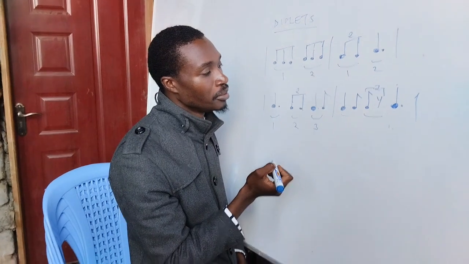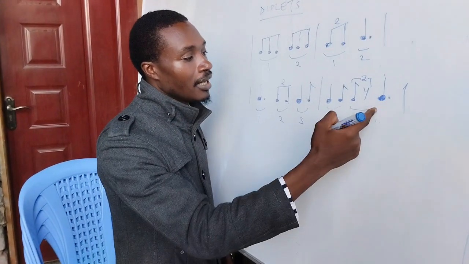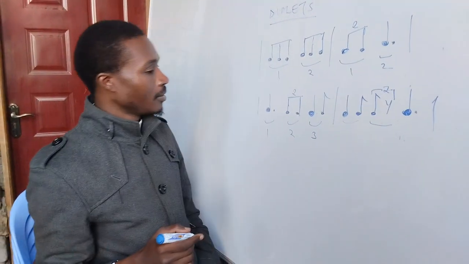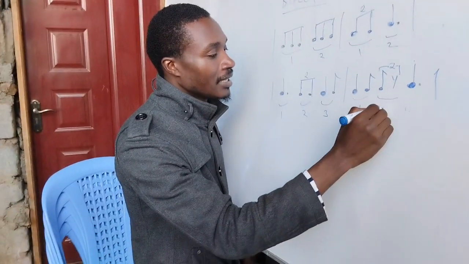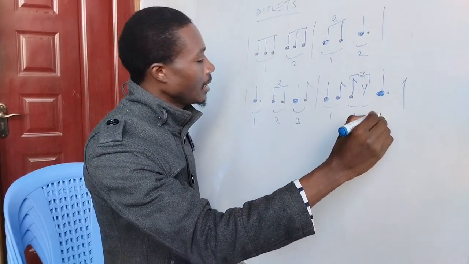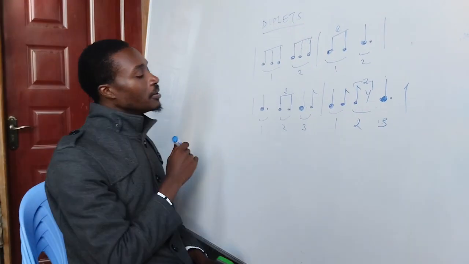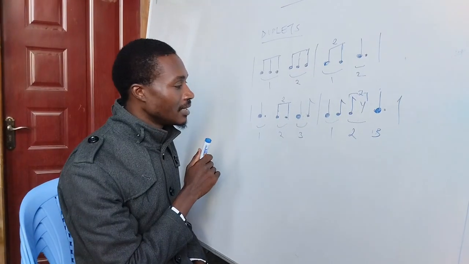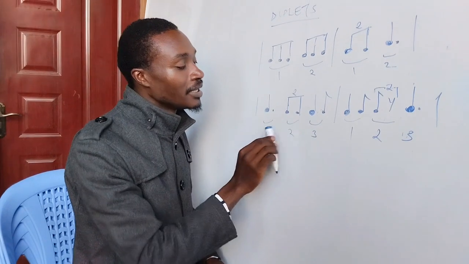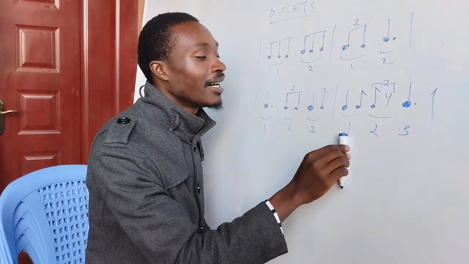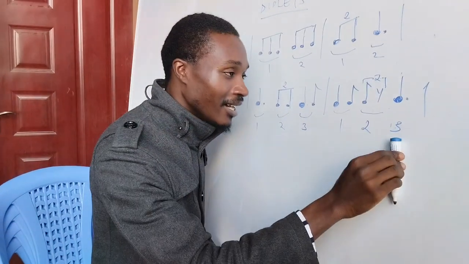How is it going to at least feel? Then the other one is a dotted quaver. So this is my first beat in the second bar, second beat, and then the third beat. So let's look at how it feels. 1, 2, 3. Ta, ta, ta, ta, ta, ta, ta, ta, ta.